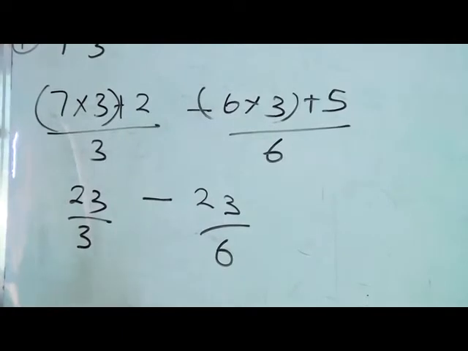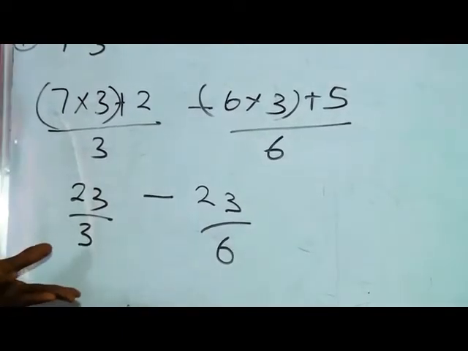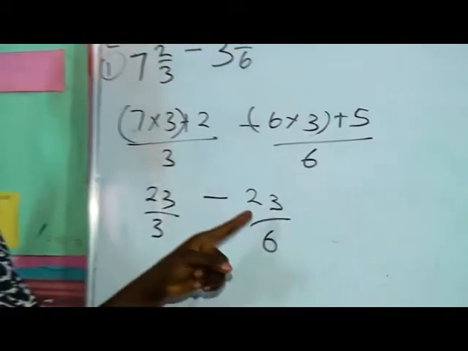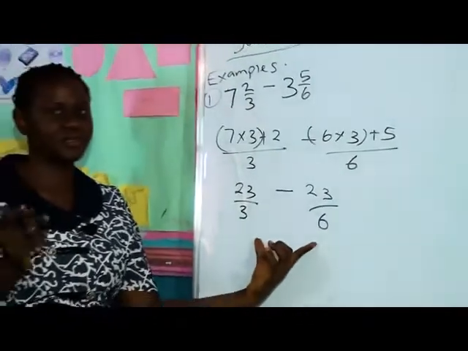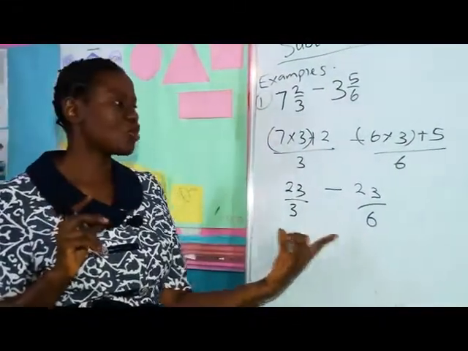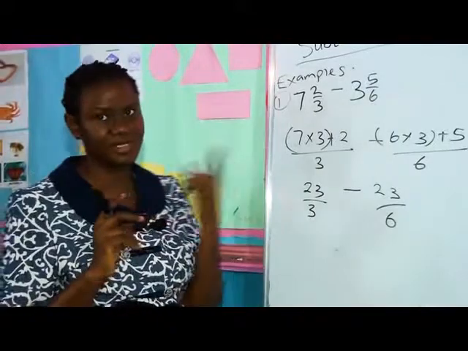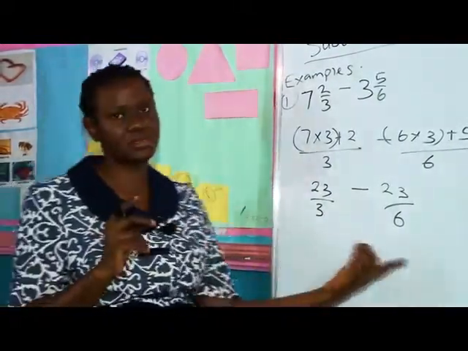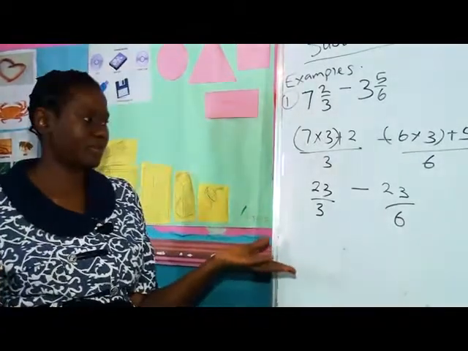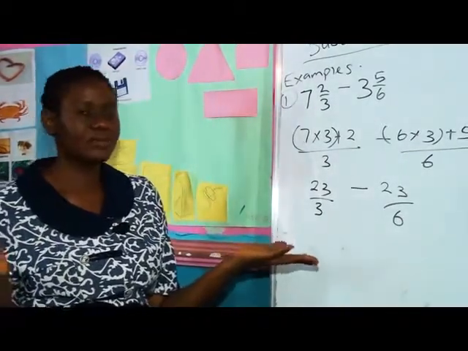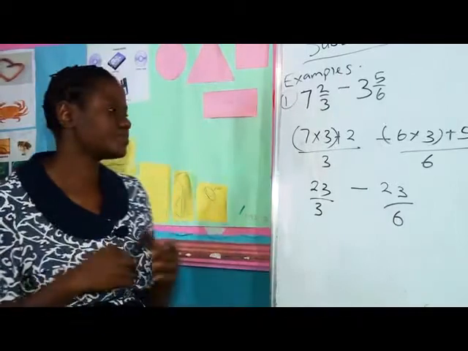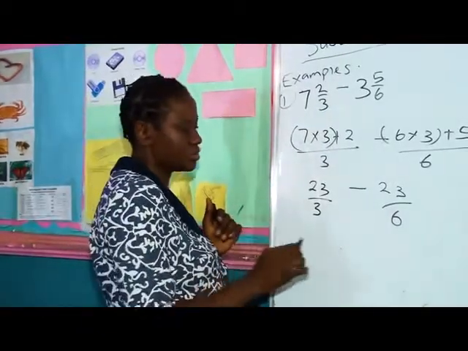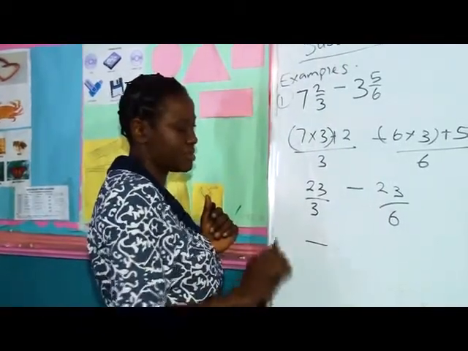If you're not careful, you just think the answer is 0 because you have 23 here and 23 here. But look at the denominators, they are not the same. So we need to have the same denominator. We need to find the LCM of 3 and 6. What is the LCM of 3 and 6? The LCM of 3 and 6 should be 6. So the LCM of 3 and 6 is 6.